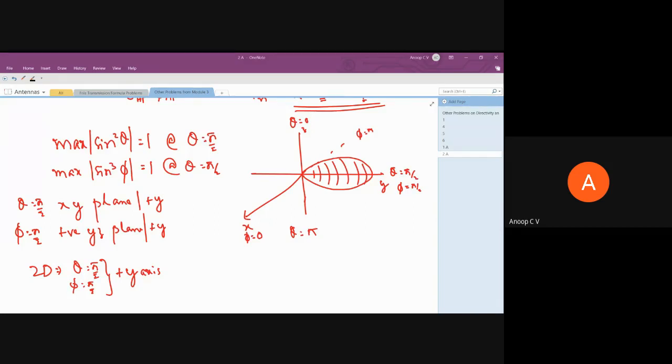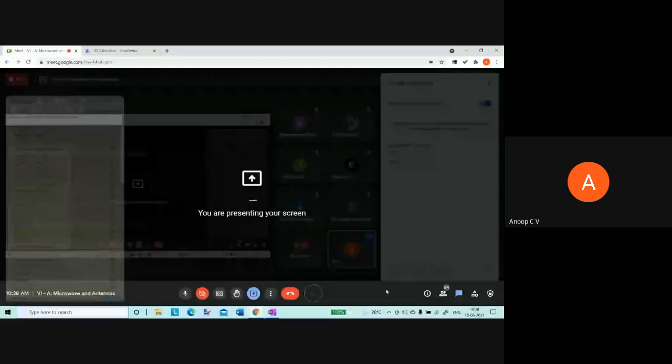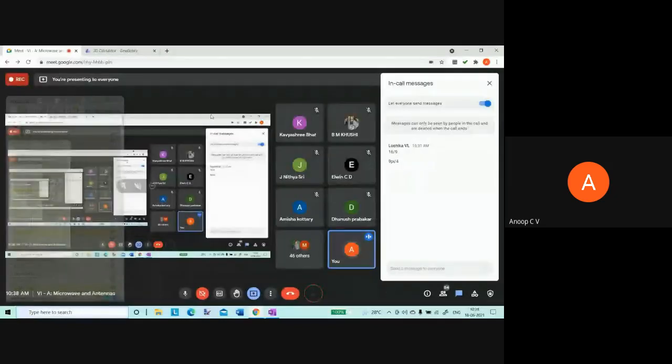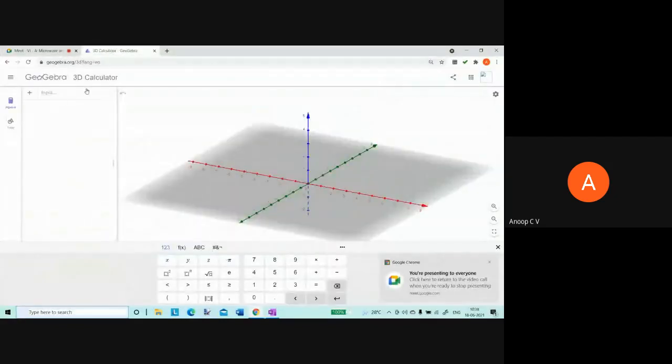Okay, I'll stop sharing this, and I'll start sharing this particular screen. One second. I'll stop sharing, and I'll start sharing the entire screen so that I can switch between different windows. Right. So okay, now I came to GeoGebra.